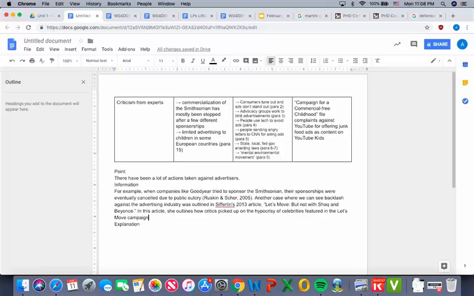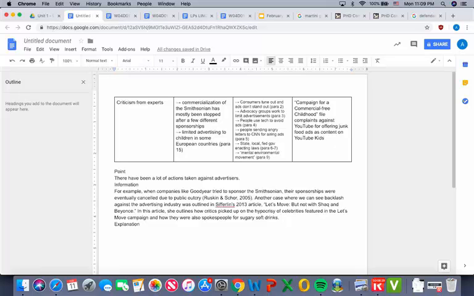During the Let's Move campaign, and how they were also spokespeople for sugary soft drinks. So here we have this other sentence that's giving a little bit more information.